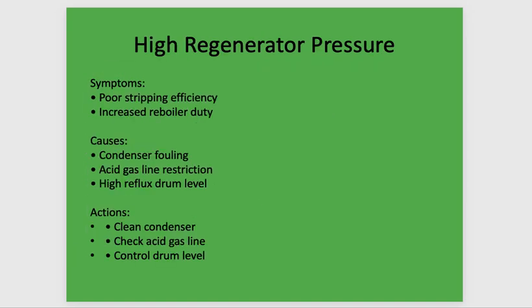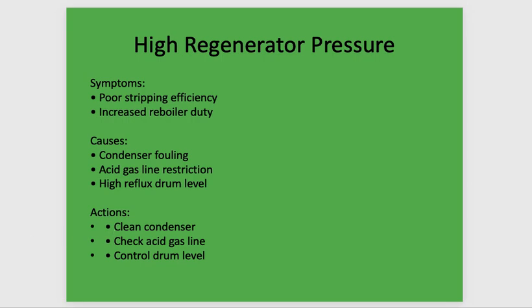High regenerator pressure. Poor stripping efficiency, increase in the reboiler duty. This is the symptoms. The cause can be overhead condenser fouling, so it does not condense efficiently. Acid gas line restriction, because there are some scales that narrow the diameter of this line and cause the regenerator pressure to increase. High reflux drum level. This is very critical. The action or the remedy is to clean the condenser, check the acid gas line, and control the drum level.